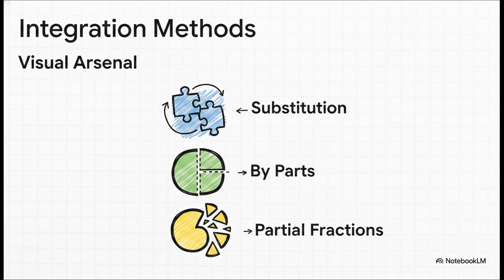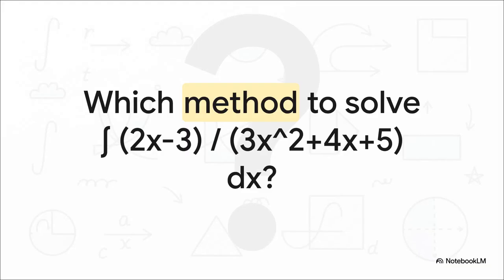Ask yourself, can I substitute something to simplify this? Am I looking at a product of two functions that needs by parts? Or, wait, is this a rational function just screaming for partial fractions? Let's test that analytical thinking right now. Take a look at this expression, the integral of the linear term 2x minus 3 over the quadratic 3x squared plus 4x plus 5. Which weapon are you reaching for here?